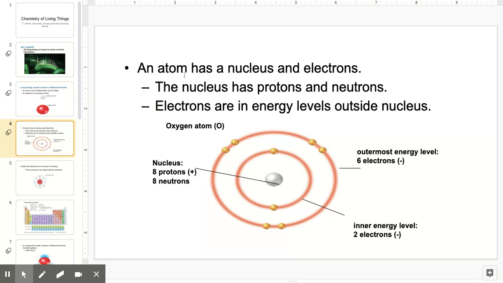Jumping back, in terms of how atoms are structured, the very basic structure of an atom includes a nucleus in the middle here that contains protons and neutrons. And then in these rings we call energy levels, we have electrons. In this image here, the electrons are represented by the yellow circles.